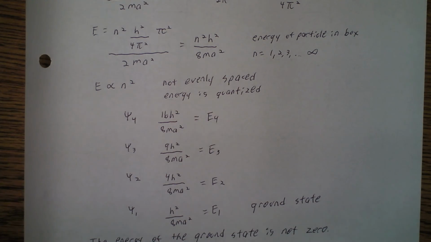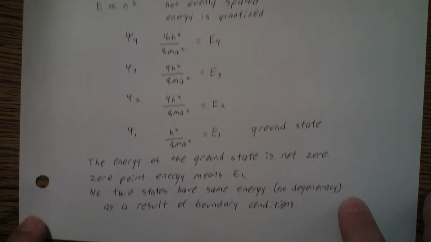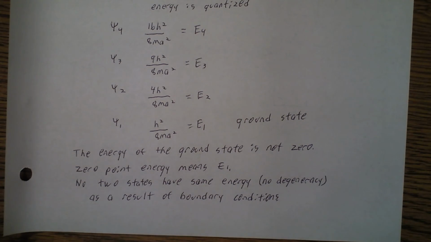That's energy level 4. This also shows that the energy of the ground state is not 0. So when we say zero point energy, that means energy level 1. You also notice that no two states have the same energy. We say it has no degeneracy as a result of the boundary conditions.